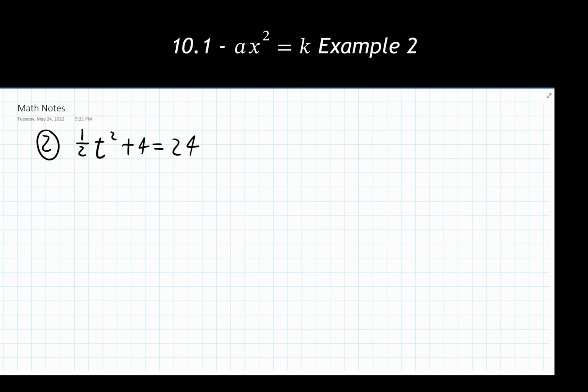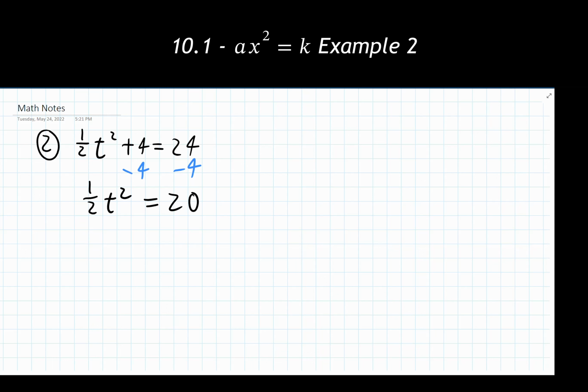Looking at our second example, we're still going to solve this the exact same way we did our first one. I want to get my quadratic term isolated on one side, so I need to get rid of this plus 4 over here. So I'm going to be subtracting 4 from both sides to make that happen. And then I'm left with 1/2 t squared is equal to 20 on the right hand side.